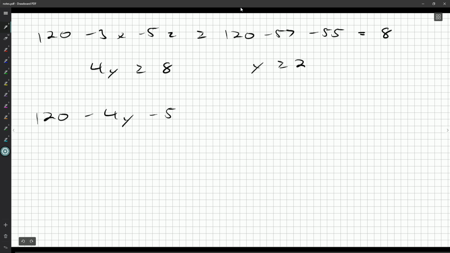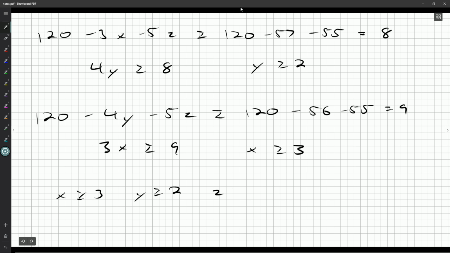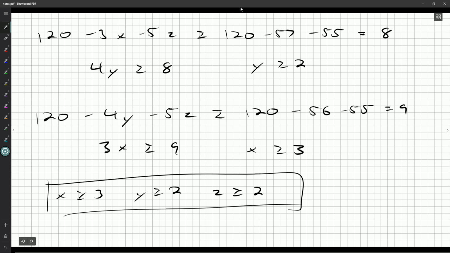And 4y, 5z, 56 minus 55. So now it's 20 minus 11. 6 and 5 is 11, so that'd be 9. So 3x is at most 9. X has to be at least 3. Okay. So x is at least 3, y is at least 2, and z is at least 2. Interesting. And of course, this is assuming that x is at most 19, y is at most 14, and z is at most 11.